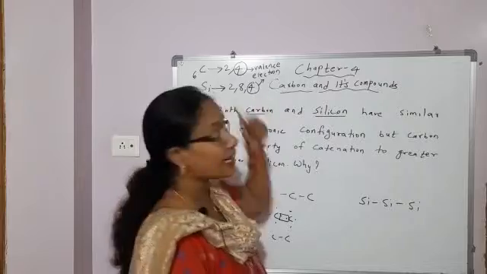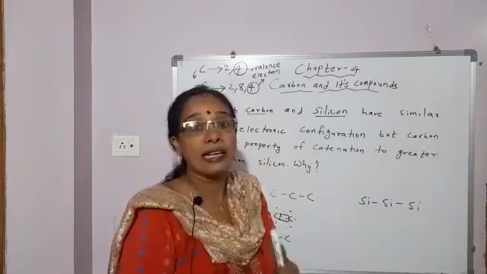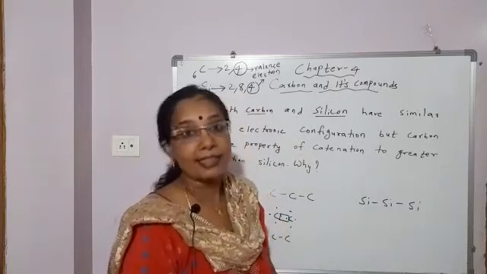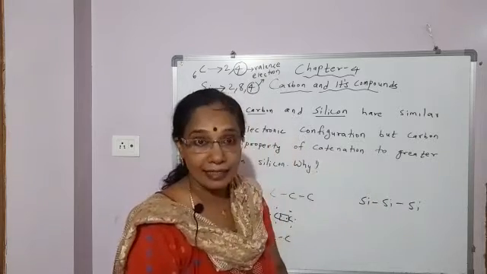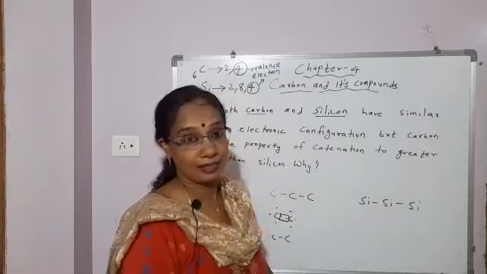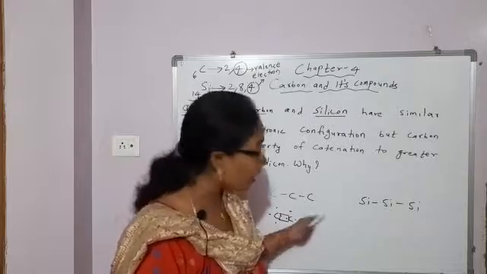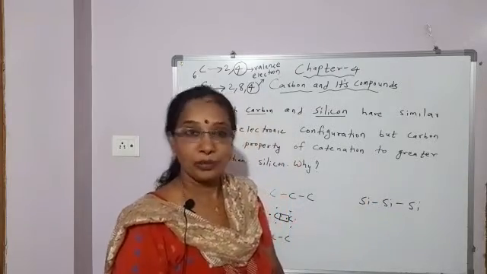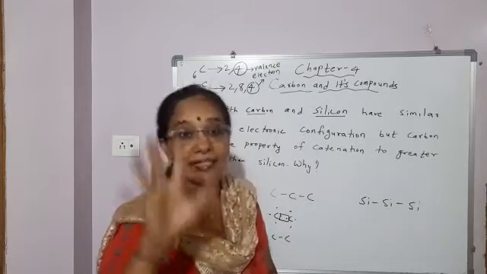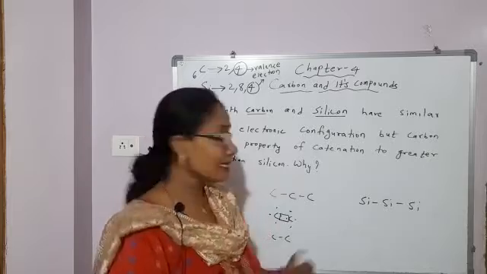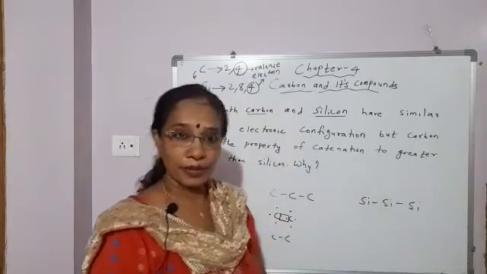Silicon's size is larger. So the shared pair of electrons will be less strongly held by the nucleus of silicon. So the bond it forms with another silicon atom is not as strong as compared to carbon. So carbon-carbon bonds are stronger than silicon-silicon bonds. So carbon shows the property of catenation to a large extent because of its small size. Because of its small size, the carbon-carbon bond is stronger than the silicon-silicon bond. Okay.